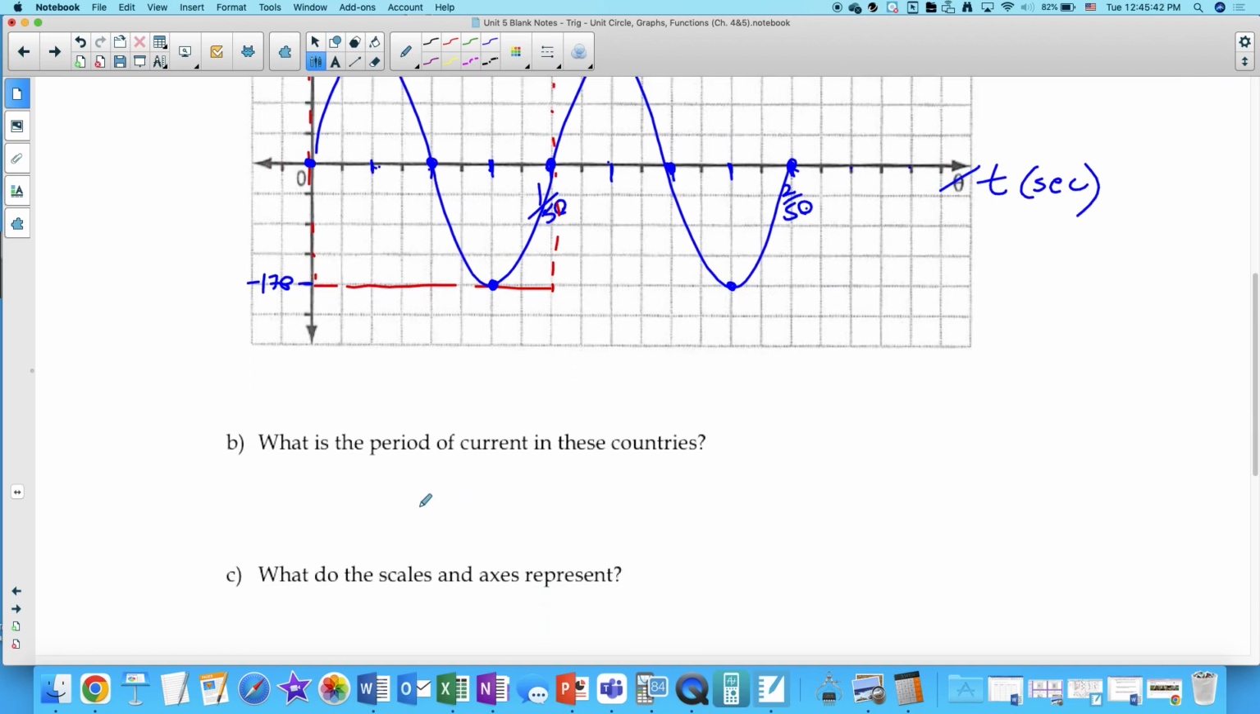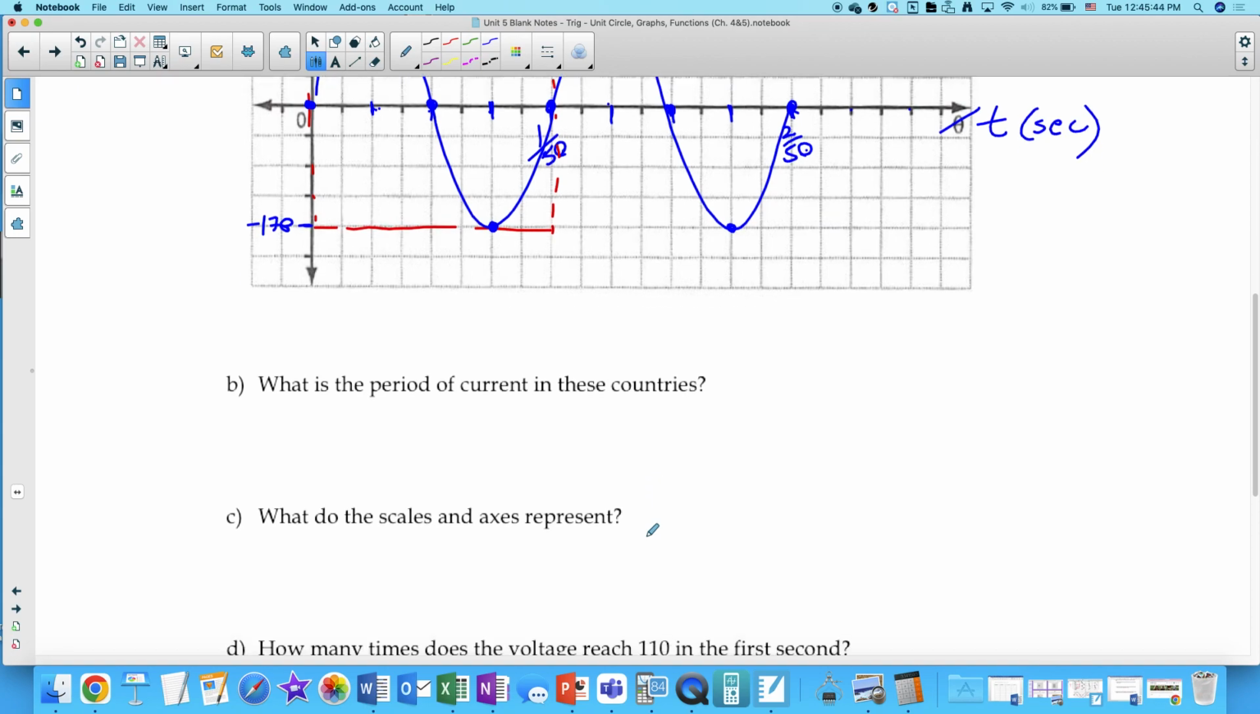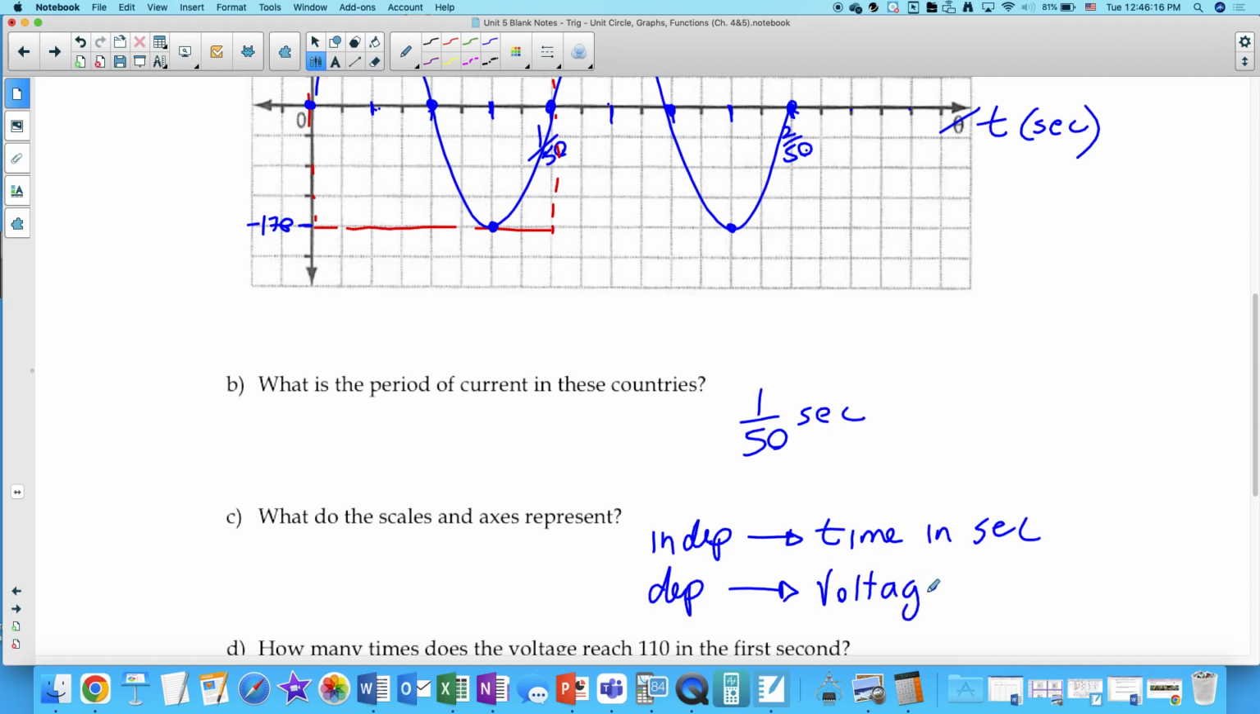What is the period of the current in these countries? So we've talked about that already. 1/50th of a second. Okay. What do the scales and axes represent? Okay, so the axes, right? In terms of the independent variable, that's time in seconds. And the dependent variable is voltage. Okay, now the scale, really what we did there is we set the scale to be able to see each cycle.